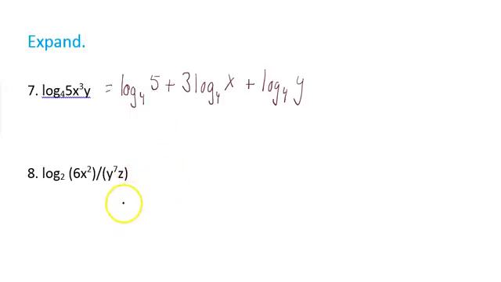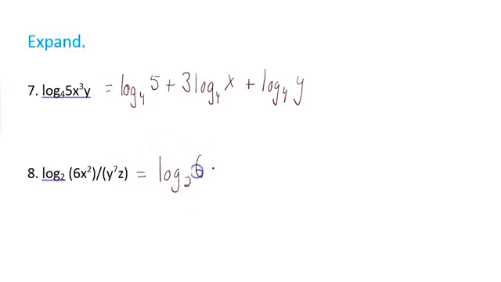Alright, on number 8, I have a division. It was a little harder for me to type. So this is the top, this is the bottom. Everything's log base 2. So let's start with the top. If you just had 6x squared, it would be similar to what we did up here. So let's go ahead and write that.